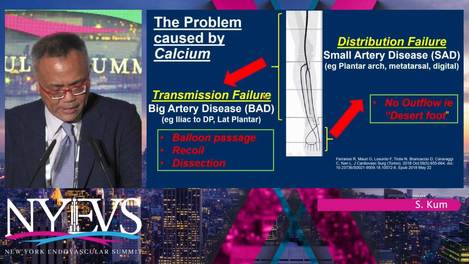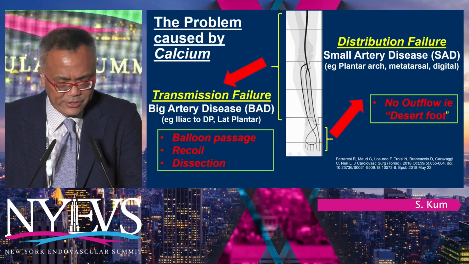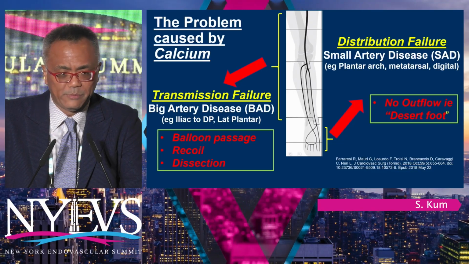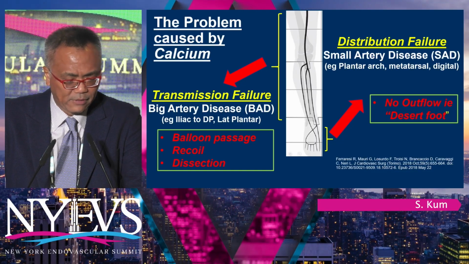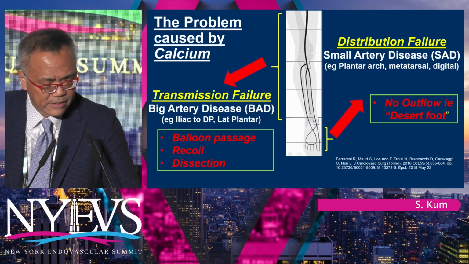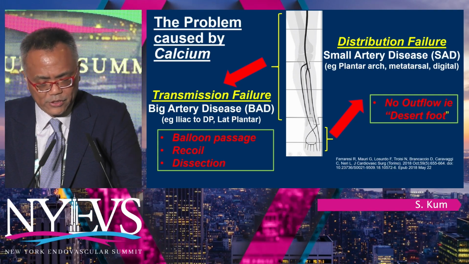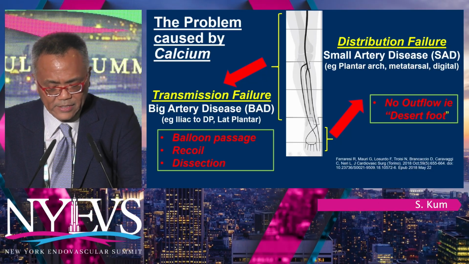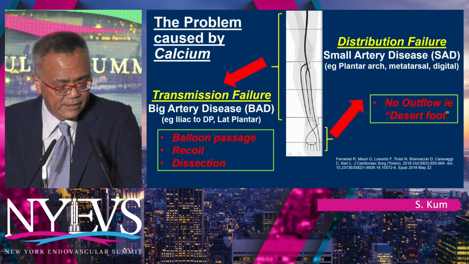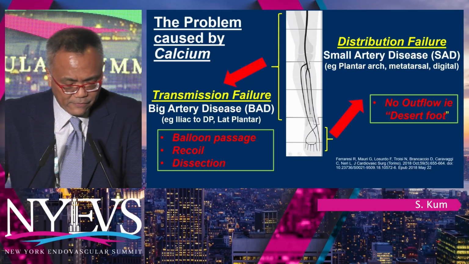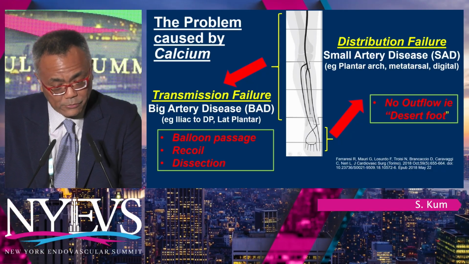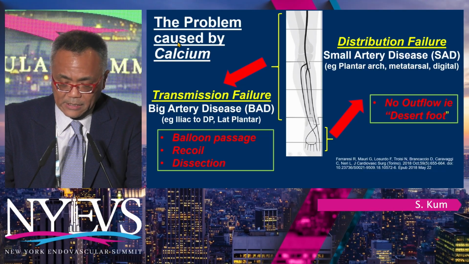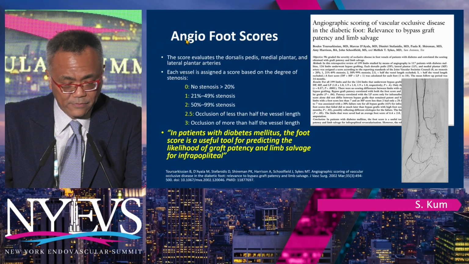I work in Singapore, and we have a large number of patients with diabetes. 90% of the patients we see are diabetic, 20% on dialysis. The problem in critical limb ischemia is caused by calcium, and that leads to a transmission failure and a distribution failure, as put forward elegantly by Ferraresi and friends. Transmission failure is anything from the iliacs all the way to the dorsalis pedis. So distribution failure is really distal. We call it small artery disease, or aptly SAD disease, and that leads to a desert foot.